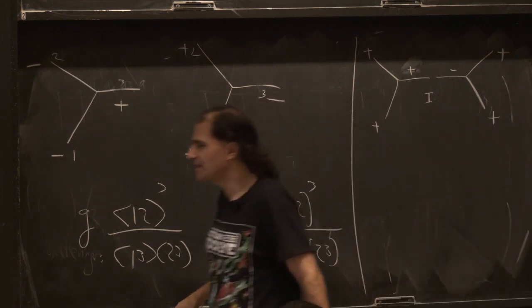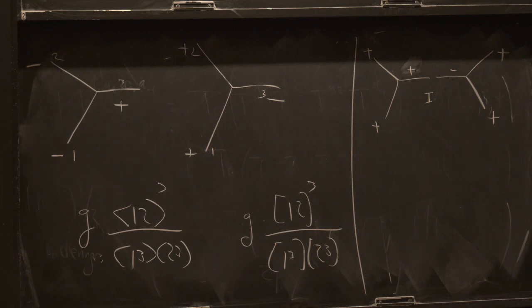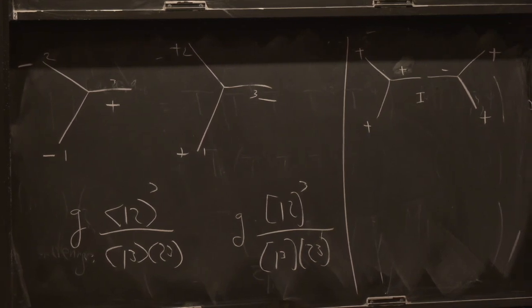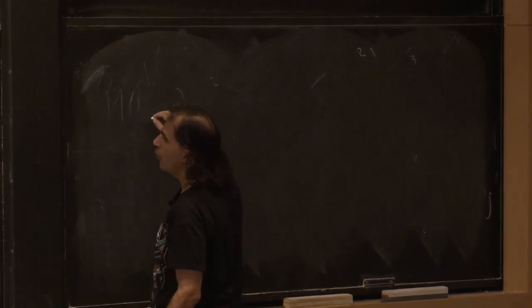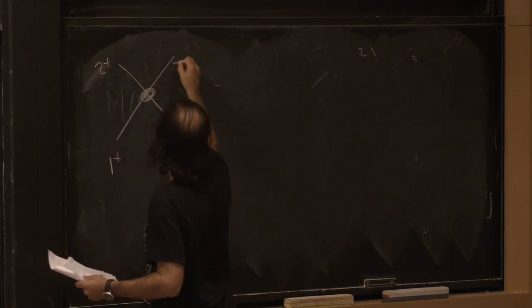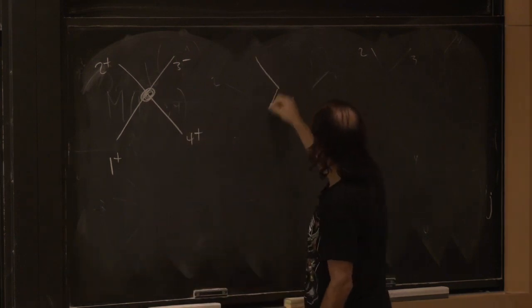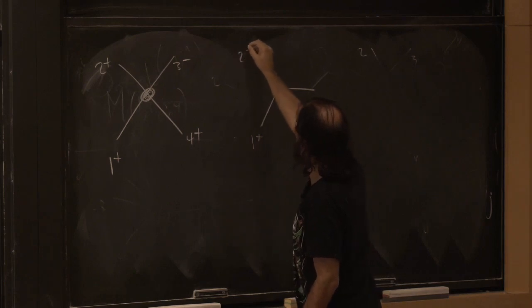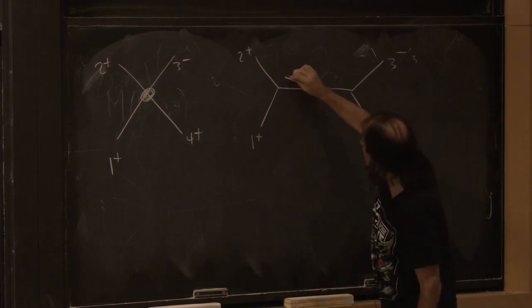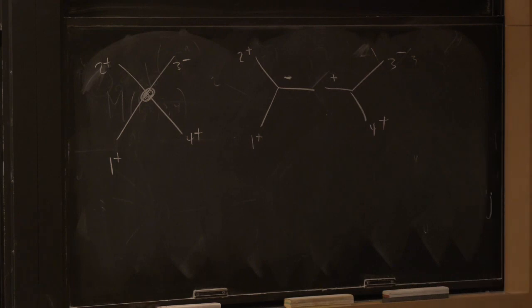But let's look at the other one. Let's look at this guy now. Let's look at one of them with a single minus. This one's slightly more interesting. So let's say, for example, we're looking for 1 plus 2 plus 3 minus 4 plus. Well, I could have something here naively. I could have 1 plus 2 plus. And so why can't I have here a minus on this side and a plus on this side? That one's okay.